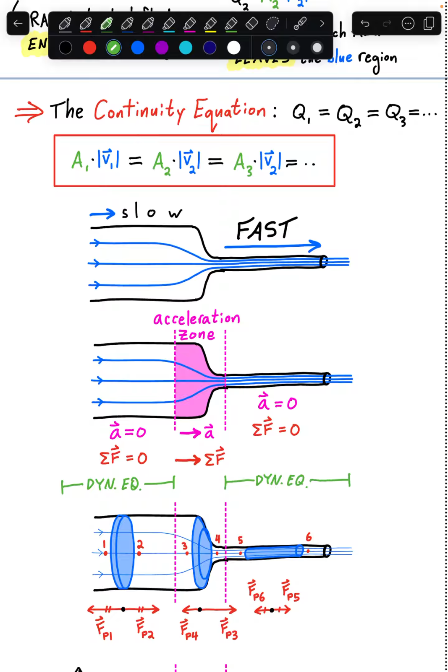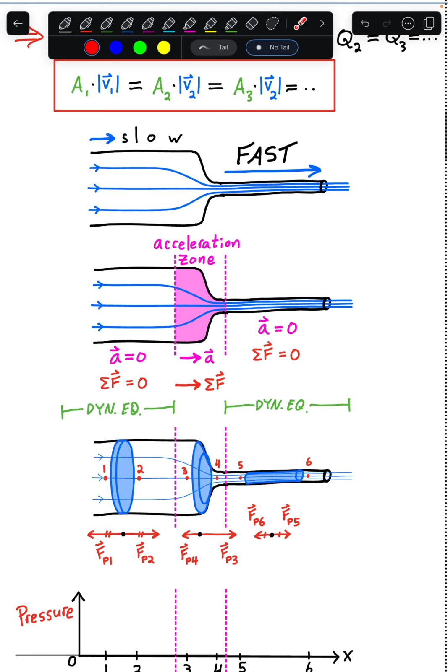So let's examine now what's happening in that acceleration zone where the pipe is narrowing. What is the mechanism that is causing the water to speed up as it moves into the narrower section of pipe? So picture here a fluid element. Here is one in blue, this sort of a coin-shaped section of water over here, initially moving slow, and a free body diagram for that fluid element.